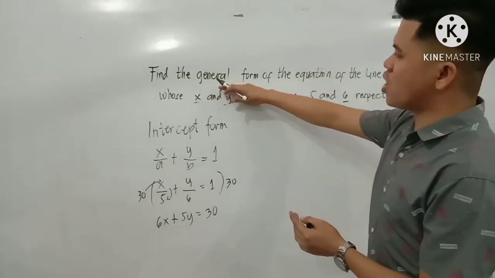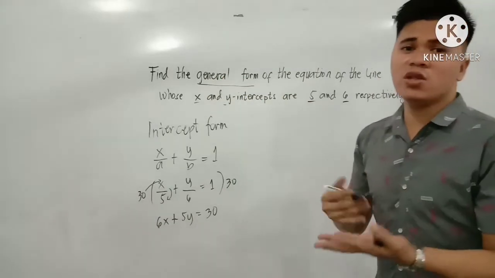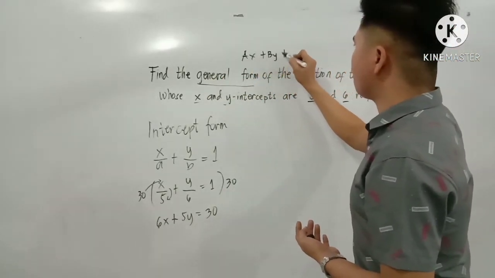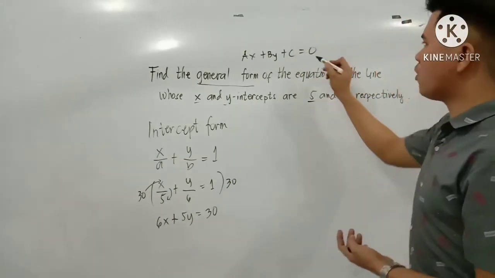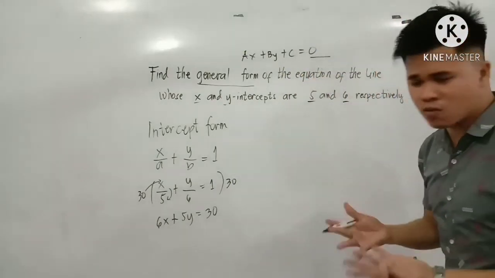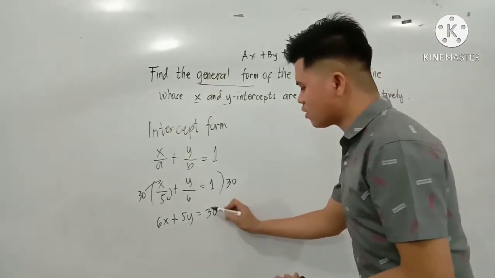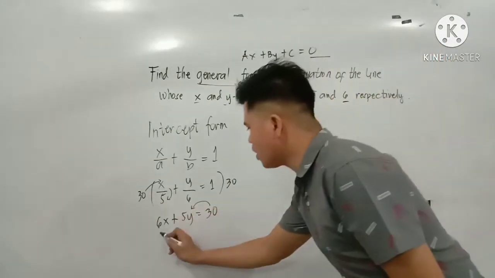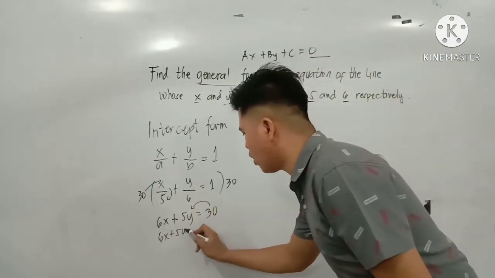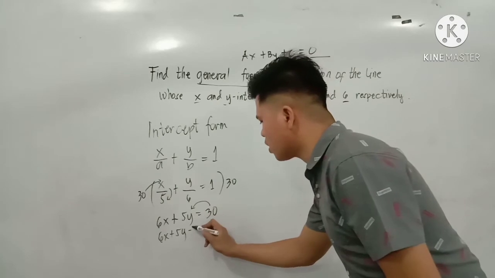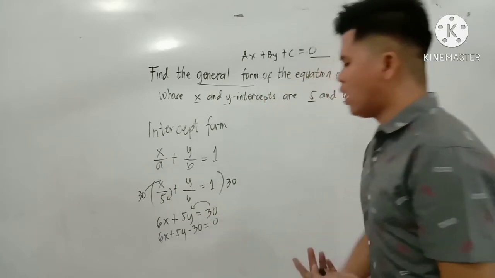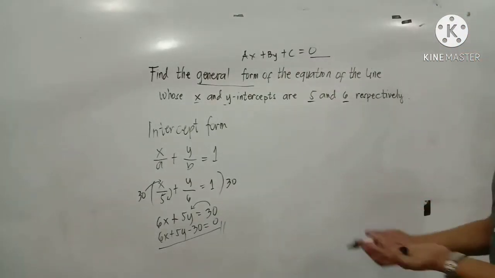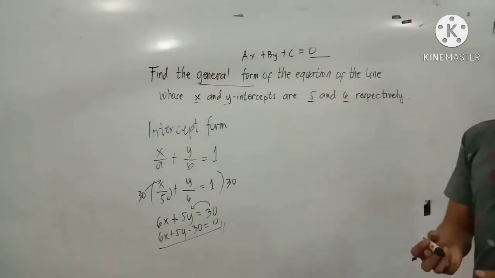Then it says here general form. We all know that general form is in the form of ax plus by plus c is equal to 0. So the right side of the equation must be 0. So therefore this constant is transposed to the left side of the equation. So simply copy 6x plus 5y. Then if we transpose positive 30, it becomes negative 30 equals 0. And this is the general form of the equation of the line whose intercepts are 5 and 6.